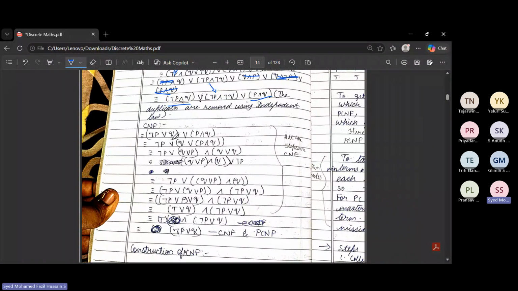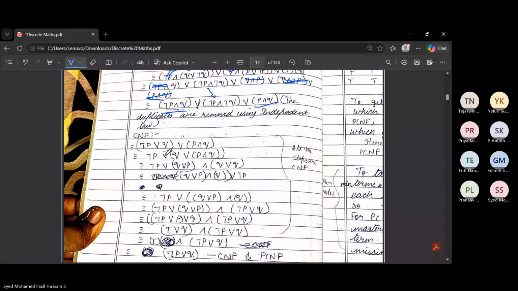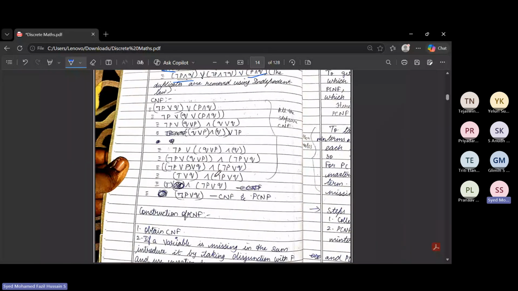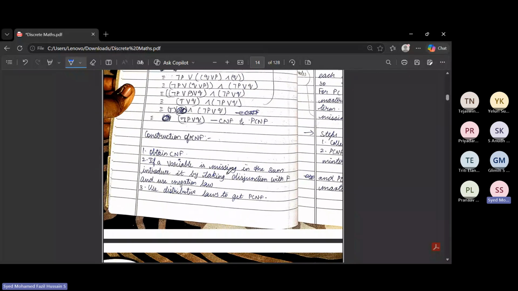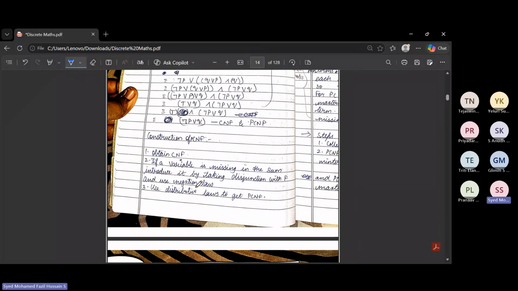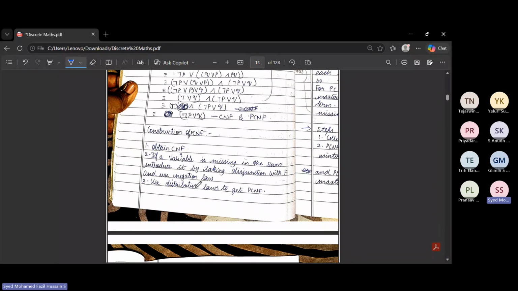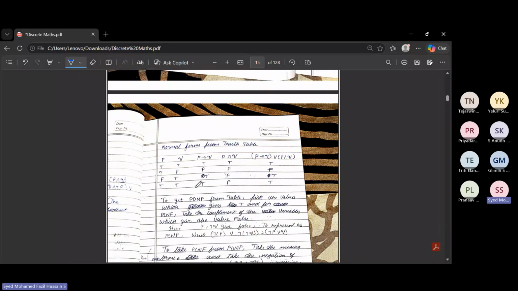So we have to do the exact same for finding the PCNF. We just have to find the CNF, and then if a variable is missing, we have to introduce something new and use the negation law.